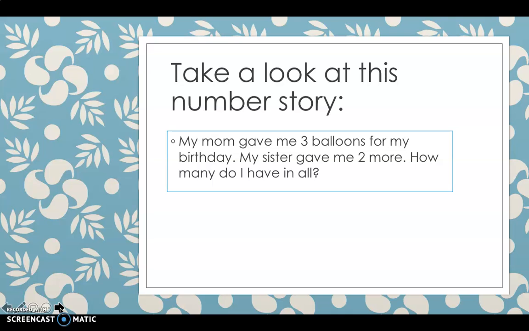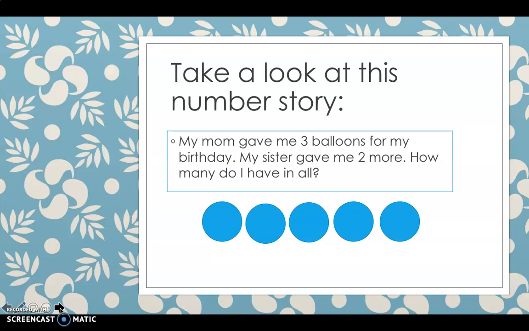So let's see. Here's our 3 balloons. 1, 2, 3. So those are the balloons that my mom gave me. Now my sister gave me 2 more. Let's draw those. 1, 2. Did you see how my number got bigger? I started out with 3, but then I put 2 more on. So the number that I started with got bigger. I have more balloons now than when I started with.